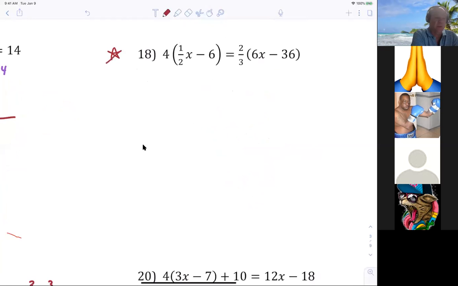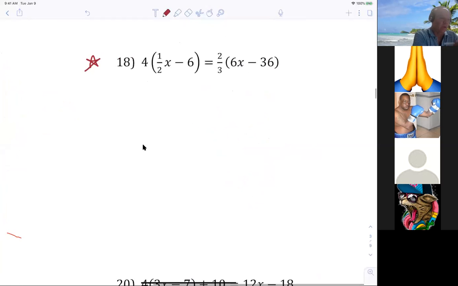This is involving fractions. A lot of kids had trouble with this one because they forgot how to do the fractions. So let's take a look. We're going to distribute 4 times 1/2, or half of 4. That's 2x. Now the common mistake is that kids forget to multiply the 4 times the -6 also. So 4 times -6 is -24. Now we're going to multiply 2/3 times 6.